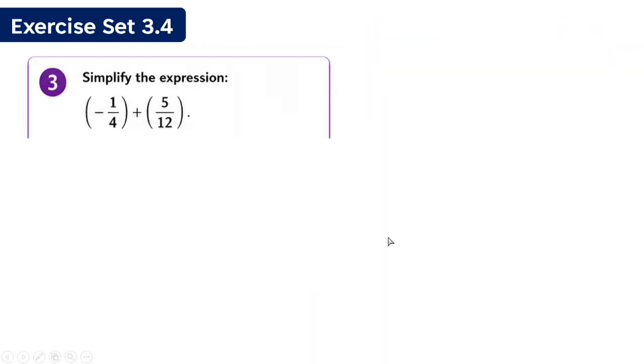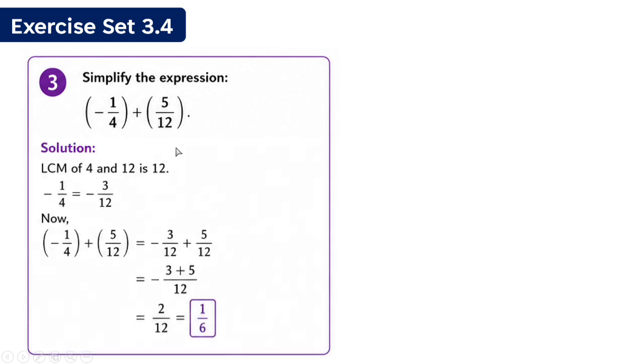Next question. On the third question, we have been given two fractions. One is negative and the other is positive. We have to add both of these fractions. But since one fraction is negative, this is eventually turning into a subtraction problem. So how could we add or subtract fractions? To add or subtract fractions, we need to have common denominators. So we have to find out the LCM of 4 and 12. The LCM of 4 and 12 is 12.